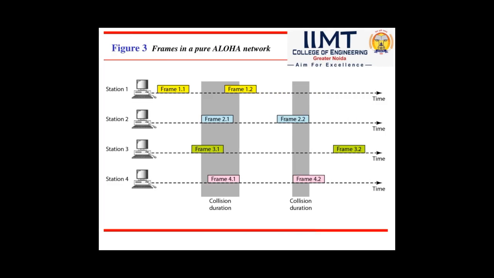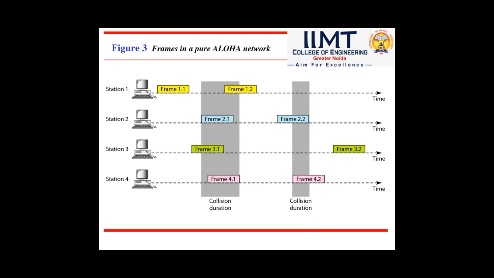This is the diagram by which we understand the frames in pure Aloha. Here we have 4 stations and each station is sending 2 frames. Station 1 is sending frame 1.1, station 2 is sending 2.1, 2.2, station 3 is sending frame 3.1 and 3.2 and so on. So we see during the time in which frame 1.1 is present, no other frame is present. So frame 1.1 will be delivered successfully without any collision.